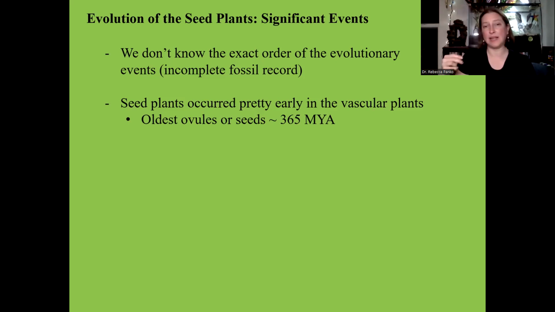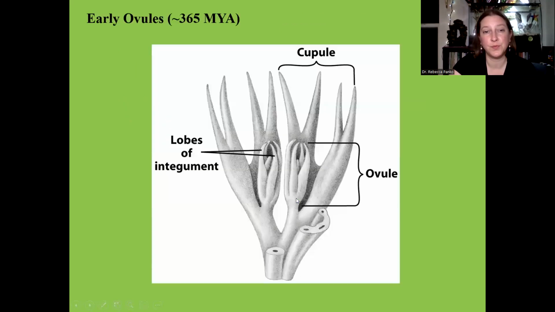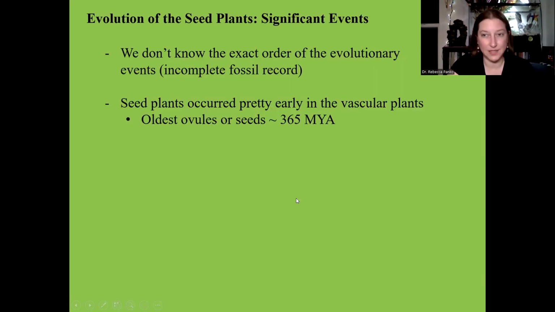We know that the seed plants occurred pretty early in the life of the vascular plants. So we do have evidence of ovules and seeds going back to around 365 million years ago. So here's our best guess as to how the ovule came about.